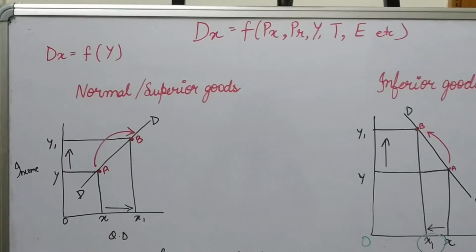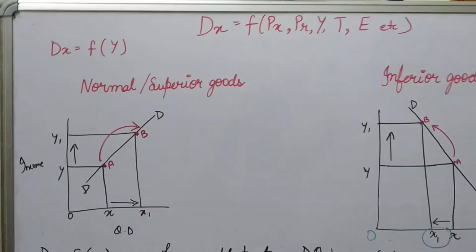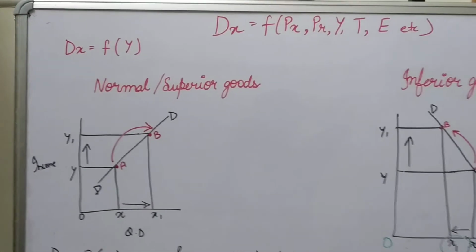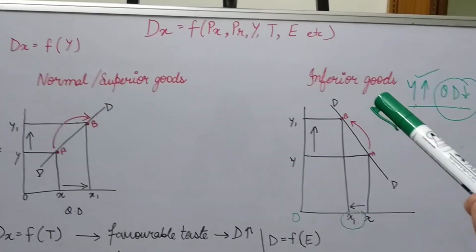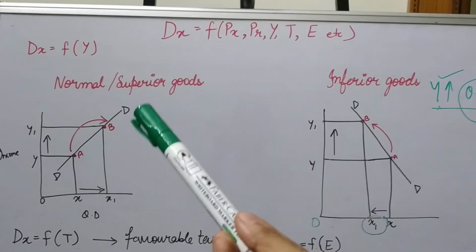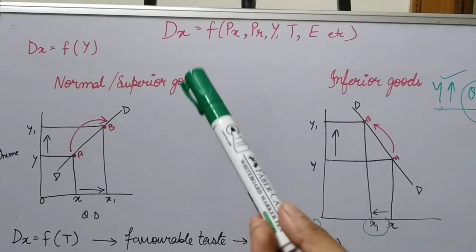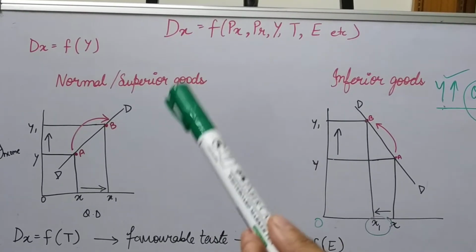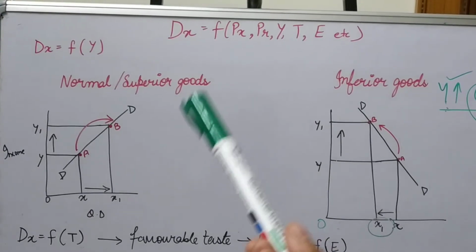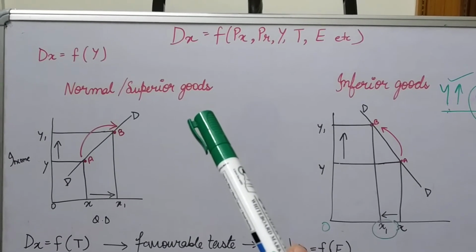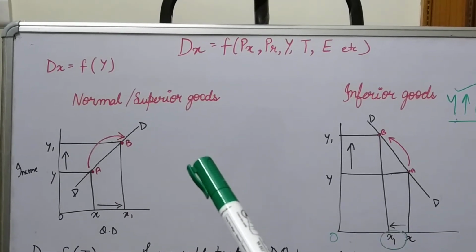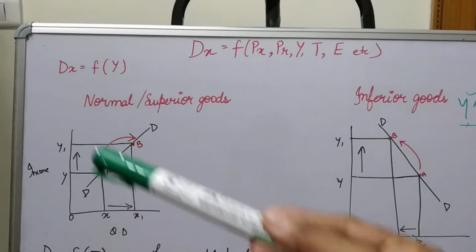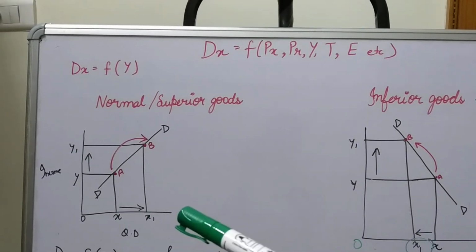Again I am explaining, demand is a function of income. Income affects two types of goods. The first is normal or superior goods, and the second is inferior goods. Normal and superior goods are those goods for which, when income increases, consumption increases. Such goods are also known as luxury goods, and they are purchased by the consumer to show their living standard. If their income increases, definitely they will increase its consumption.